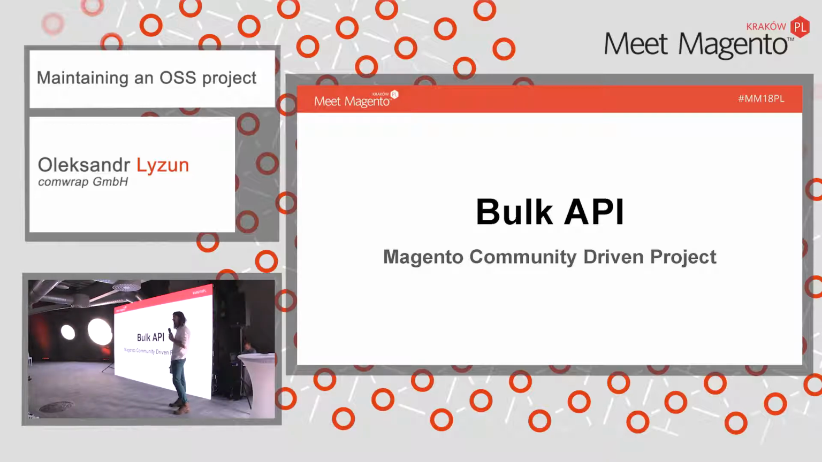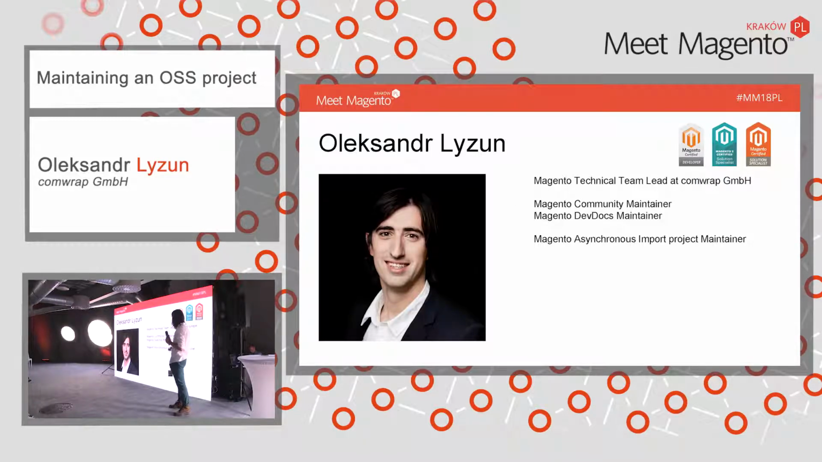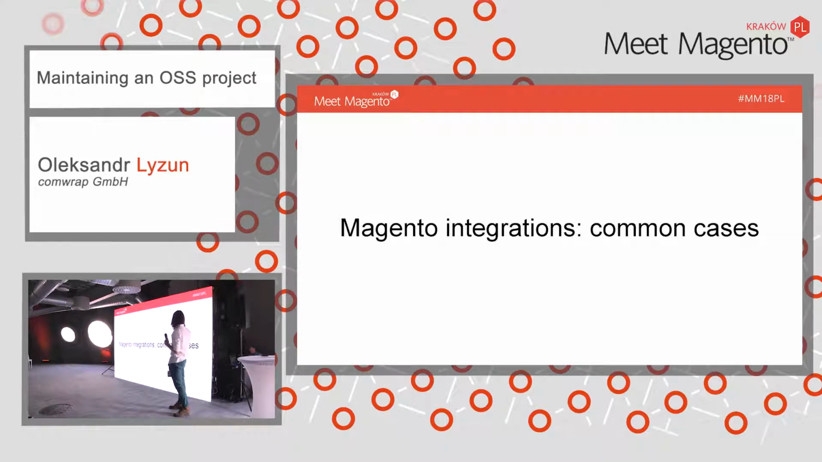And also today was a very good presentation from Miguel about the open source project, about the community contribution to the Magento source. And this bulk API project is a success story of Comwrap. My name is Oleksandr. I'm working as Magento technical team lead at Comwrap, doing Magento maintaining, DevDocs maintaining. So I'll start with our use case.